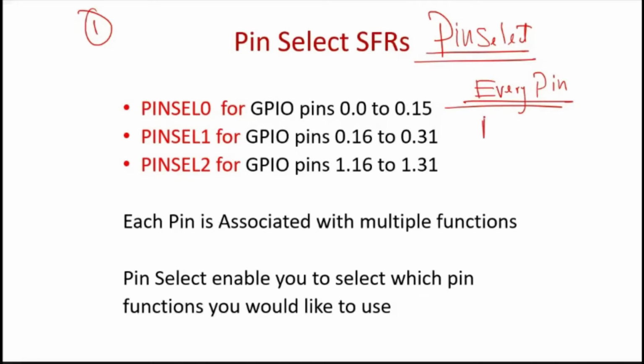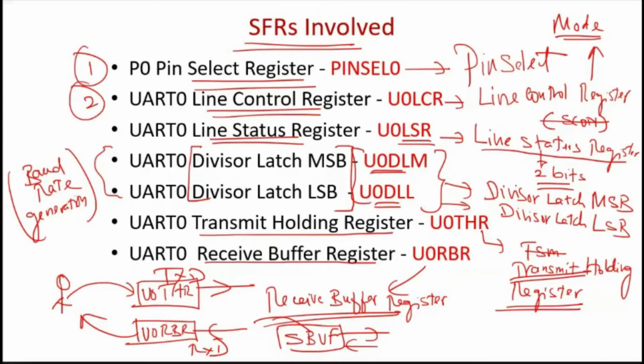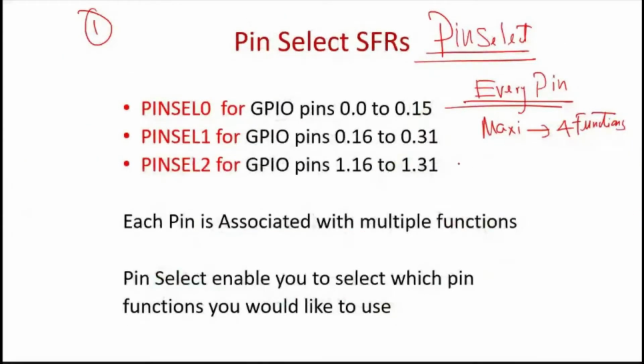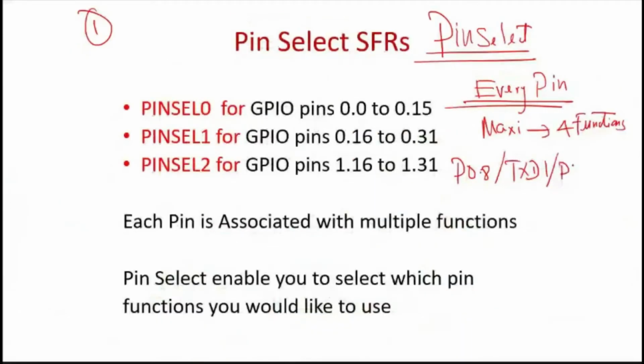A pin can have a maximum of 4 functions. Just now we discussed what they are. I told one particular pin, namely pin 33. Pin 33 performed 4 important functions. What are they? Port 0.8, transmit data 1, and then pulse width modulation 4, and then ADC 1.1. So these are the 4 functions that it does.